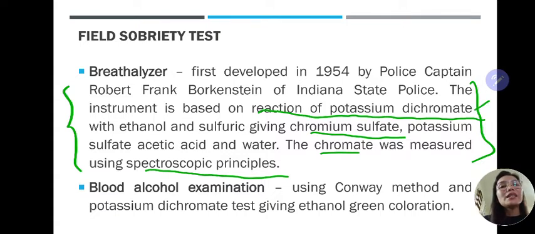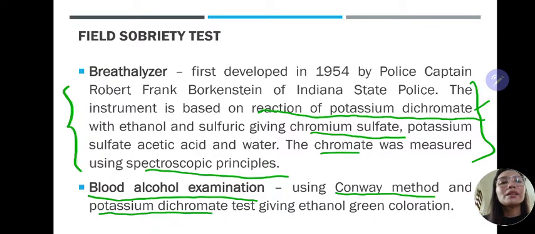Okay? And then, kapag nag-submit na sa laboratory ng blood sample, magkakaroon na ng blood alcohol examination. Ang ginagamit ng mga chemist sa blood alcohol examination is the Conway method. Ginagamit din dito na reagent yung potassium dichromate. And the result is a green coloration. So, gumagamit ng parang Petri dish or merong Conway dish na tinatawag. Tapos, ilalagay doon yung blood and then yung potassium dichromate. Kapag nagkaroon ng green coloration, it means positive sa blood alcohol yung sample na sinubmit.